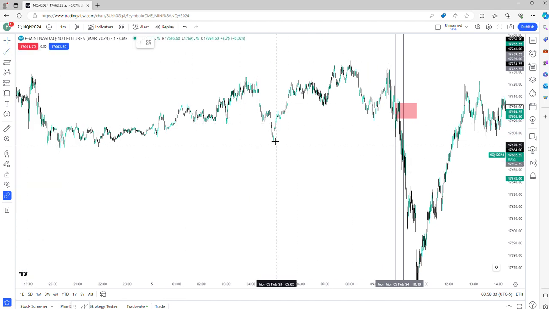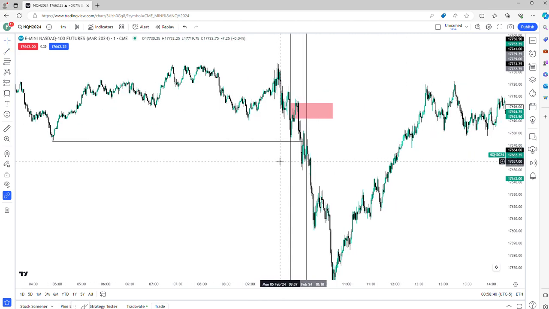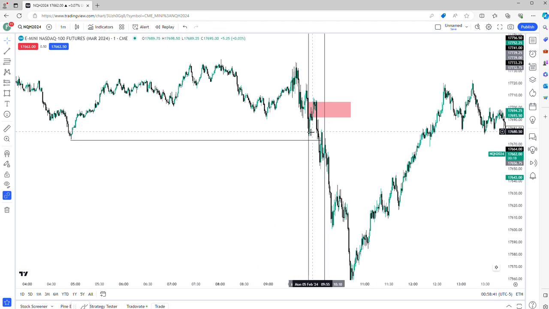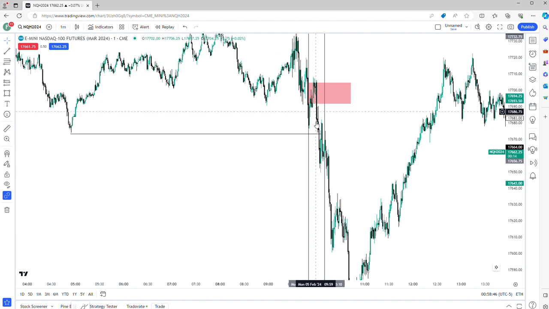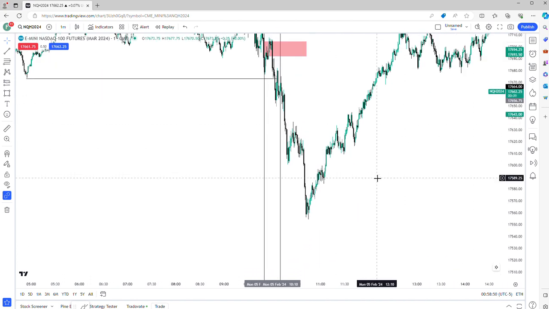Where do you target? Well, guess what? This low here, this is from the London session. So you can target that. Have a look. Notice how we made one low here, extremely close, relative equal lows. Market comes back up, you go short, that's your first TP. You keep holding, we deliver, right? Then we wait for the next macro.